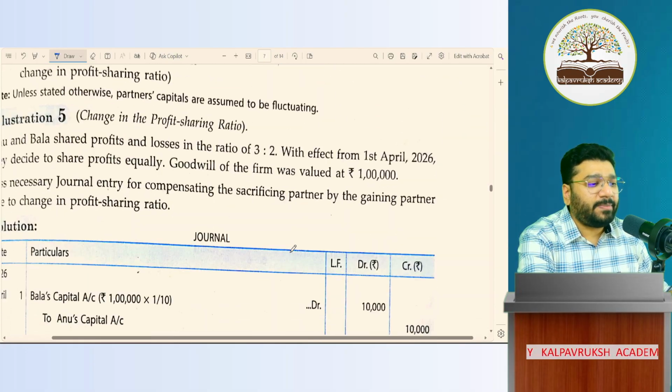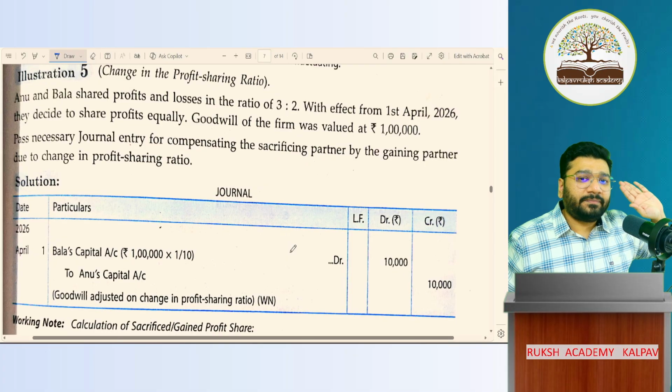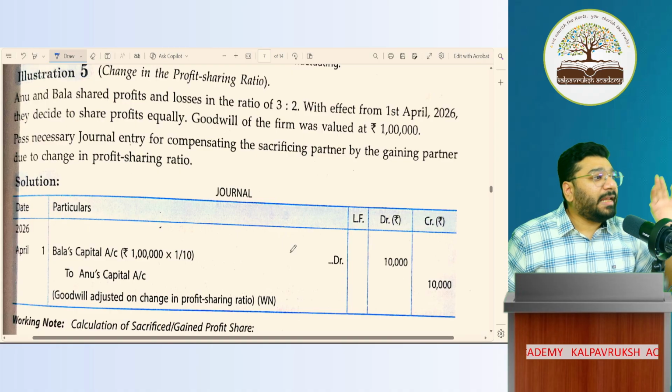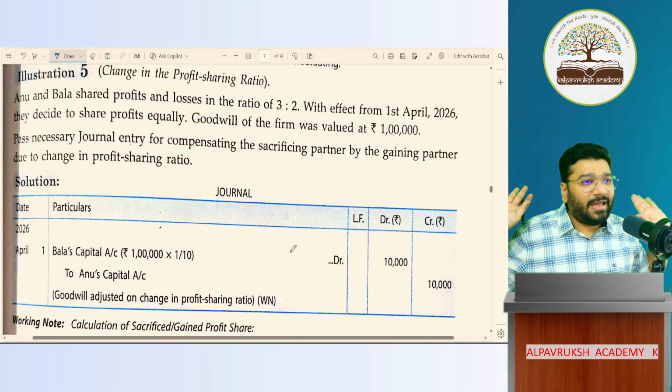I'll take one question to explain. First, I will do the question and answer. I'll read the question and do the answer step by step, how to do it. After I complete it, I'll give you a logical explanation only if you want. If you don't want, I will not do it.